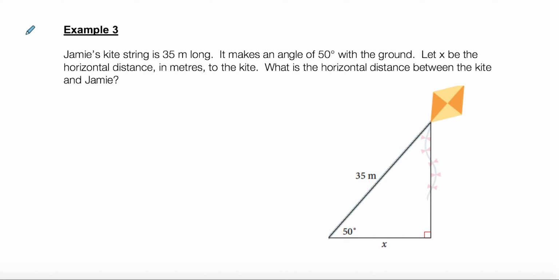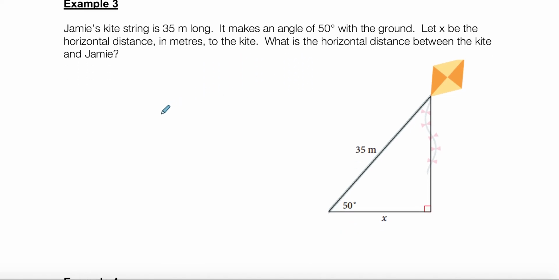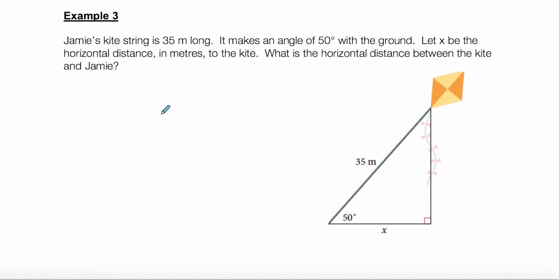Example 3, another one here, just to practice knowing which ratio to use. Jamie's kite string is 35 meters long. It makes an angle of 50 degrees with the ground. Let x be the horizontal distance in meters to the kite. What is the horizontal distance between the kite and Jamie? Okay, so let's say Jamie's standing over here, and this is the angle that is marked, so that's our angle of reference.